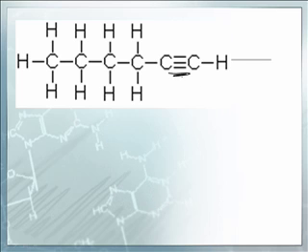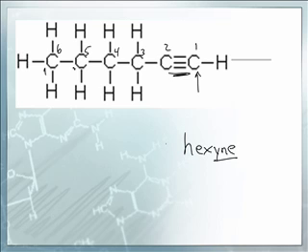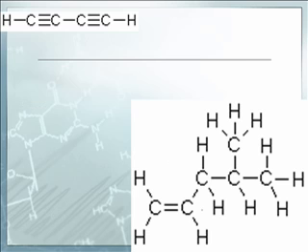What about this one? Now notice we've got the triple bond. I'm going to number this from the end, because I want the numbers to be lowest. 1, 2, 3, 4, 5, 6. There are 6 carbons, so this will be hexyne. The -yne denotes the triple bond, and since it's after carbon number 1, it's just 1-hexyne. There you go.